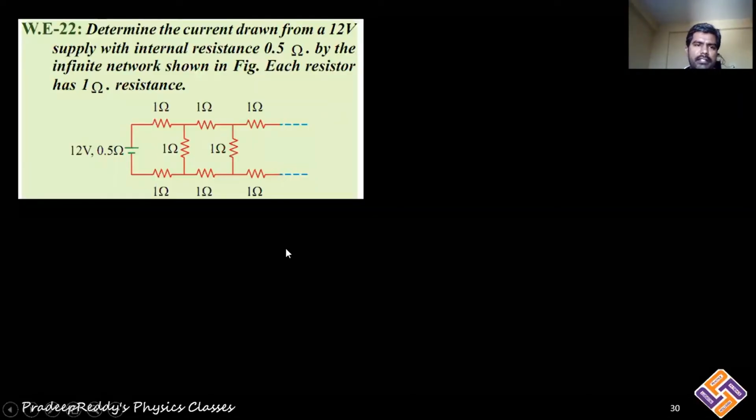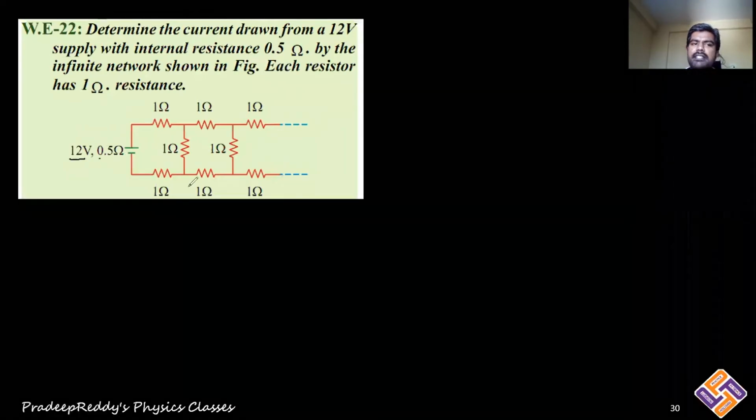Students, let us solve this problem where you are given a battery of 12 volt. The battery has a potential difference of 12 volt and its internal resistance is 0.5 ohm. About battery EMF and internal resistance we will discuss in the next video lectures. For the time being, just remember that every battery will have some internal resistance. So the battery provided here, which is of 12 volt, has a resistance of 0.5 ohm. It too offers some resistance, 0.5 ohm. And there are an infinite number of resistors connected here, 1 ohm, 1 ohm, 1 ohm.